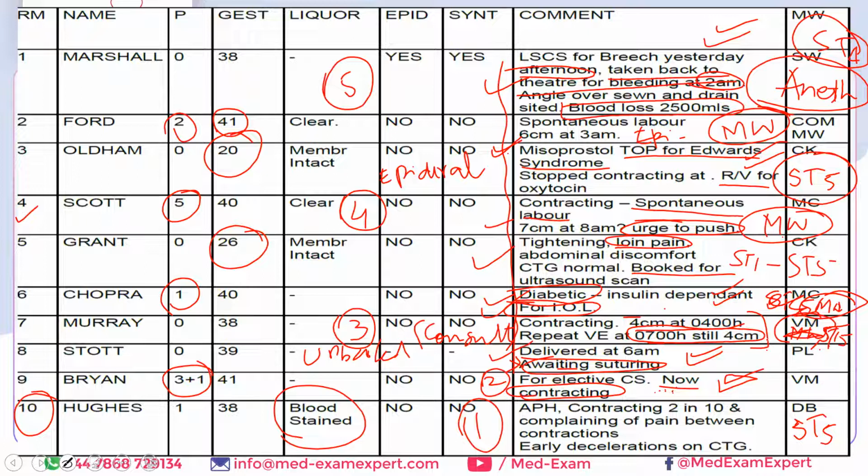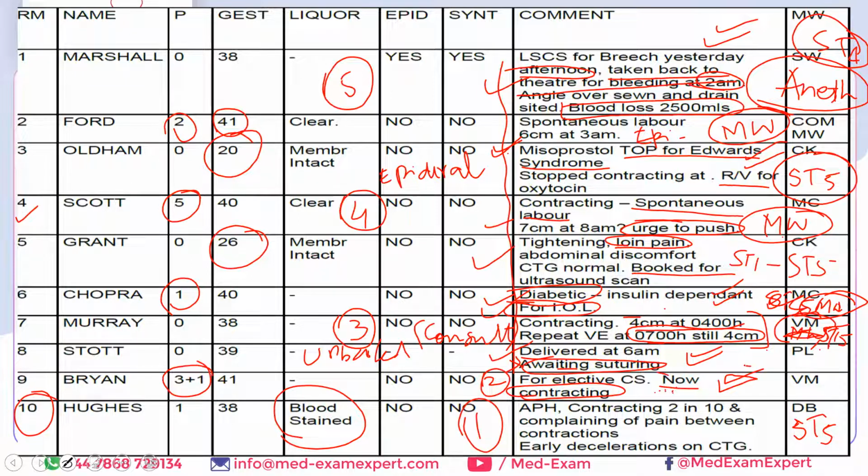And if there is a need for intervention, for example, if we have to do the amniotomy and if we have to start the syntocinon, I will do it. I will inform my consultant, and then I will have a look at the CTG as well. And if there is any concerning feature in the CTG, then the management is going to be on the basis of CTG. Room number 8, primipara, 39 years, delivered at 6 p.m., awaiting suturing. So I will send one of the midwives who can suture the episiotomy.